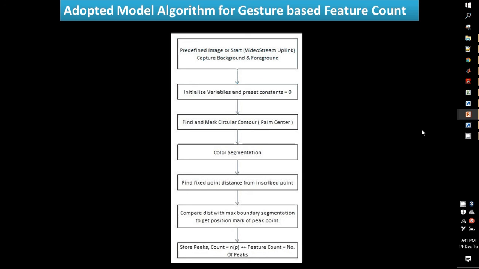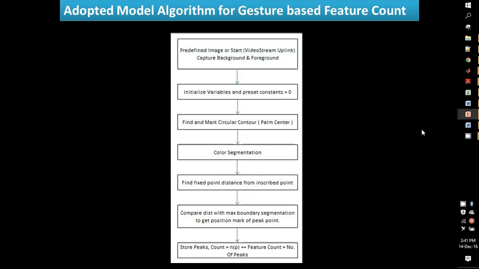We have initialized variables at preset constants equal to 0, because of which we can ensure that these will not interfere with any change if we're taking any live images. We mark a circular contour which will act as the point of reference to all edges and color-based image segmentations henceforth. We find the fixed points distance, which becomes the maxima from this circular contour point, and compare the distances with the maximum boundary segmentations to get position marks of our peak points.